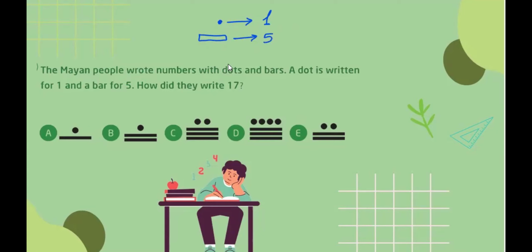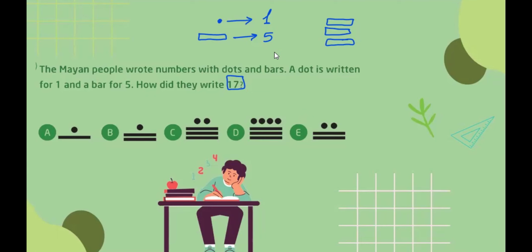Let's start with the big number. So how many 5s in 17? Of course, 3 5s in 17. So we're gonna draw 3 bars. And then, what's the remaining of 17 after we draw 3 bars? Each one is 5. So just 17 minus 15 equals 2. So we're gonna put 2 dots because each dot represents 1.